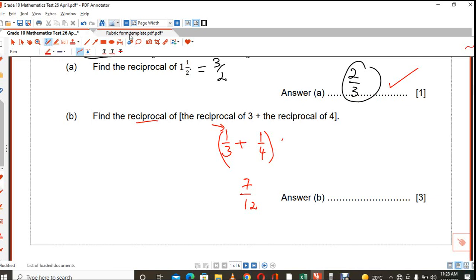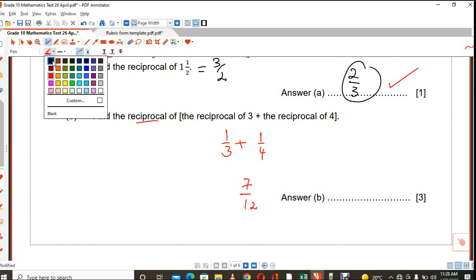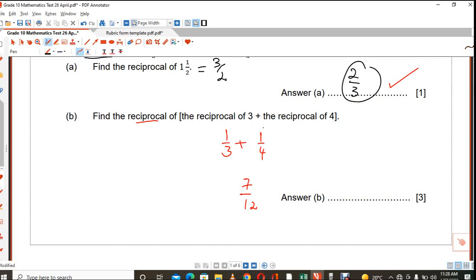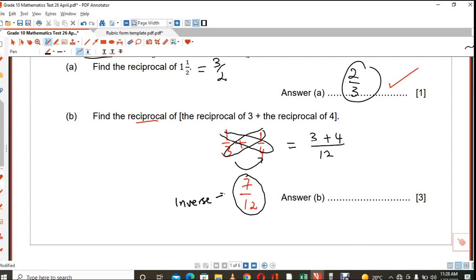You will see a lot of these tricks on the internet. Look, if you have something like this, you can say 3 times 1 is 3. 1 times 4 is 4, and then over 12. You get it? Which gives you that 7/12. But I'm looking for the inverse of this, which is 12/7.